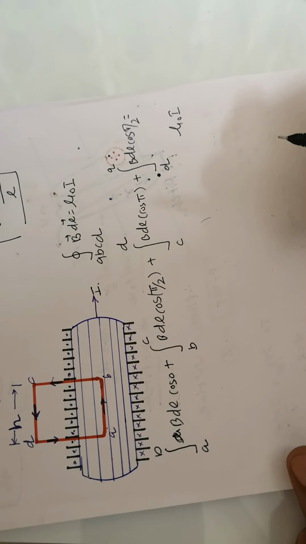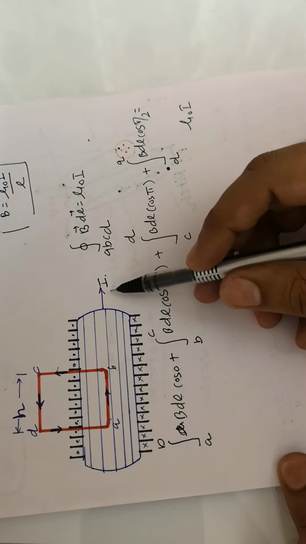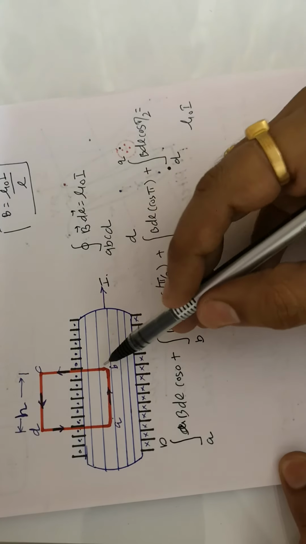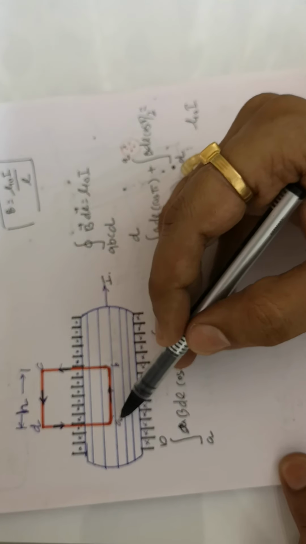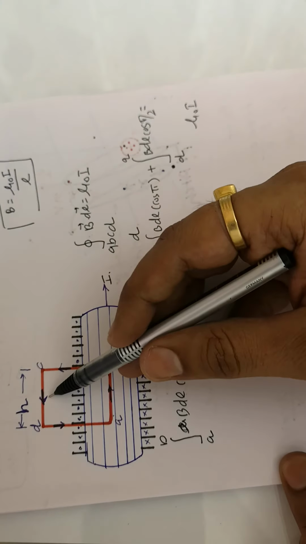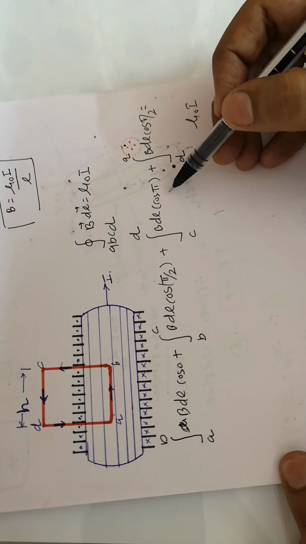As you can see, my direction of current from A to B is in the direction of the current actually passing, so my angle would be 0. You can see that B to C and D to A are both perpendicular to this current carrying loop, so both are pi by 2. Here the current is in the opposite direction, that is why I have placed theta equals 180, or pi.